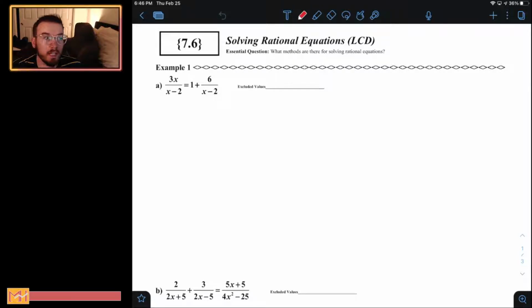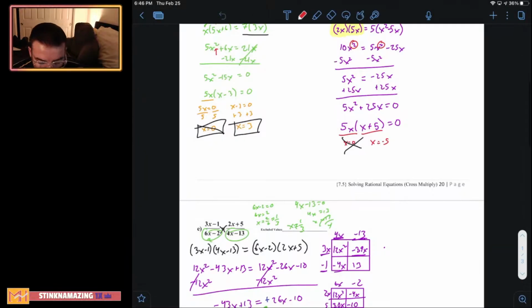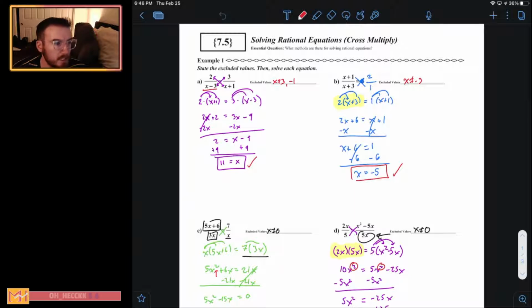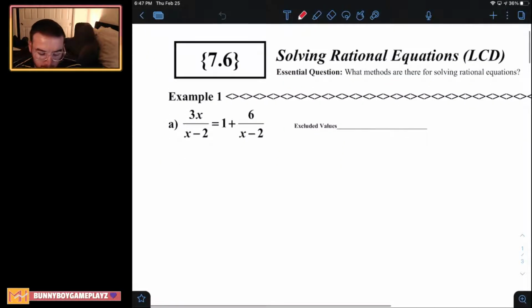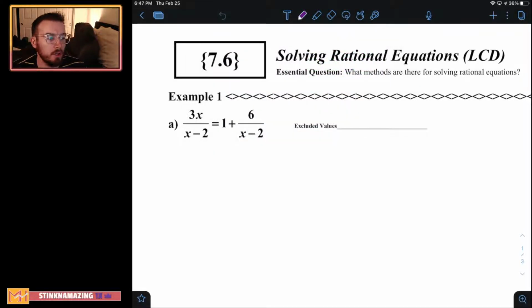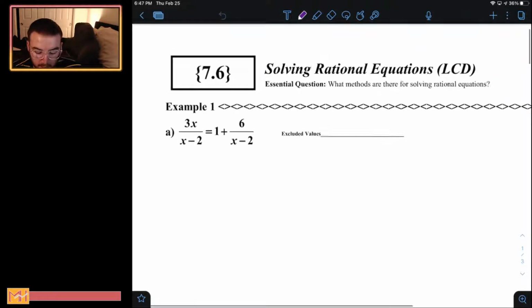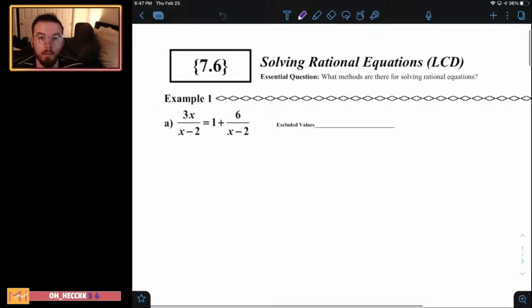We are still solving these equations. If you recall from 7.5, we basically had one thing on one side and one thing on the other, and we cross-multiplied to solve. Well, we're introducing a new method to solve, because we have a little more going on. There's two things on one side of the equation and one thing on the other. And we are going to solve these rational equations by getting a common denominator.